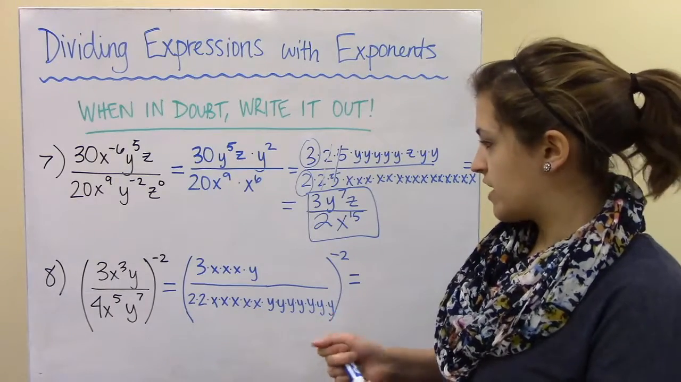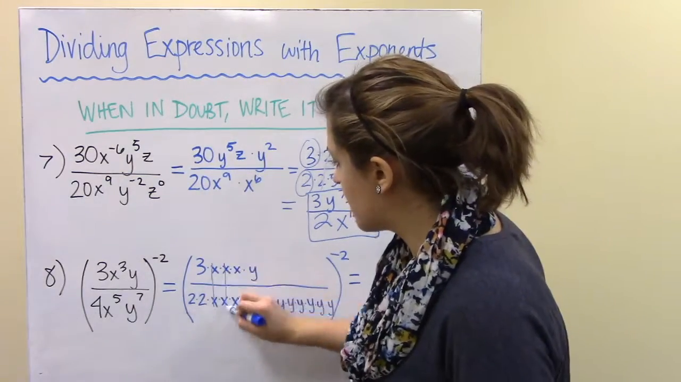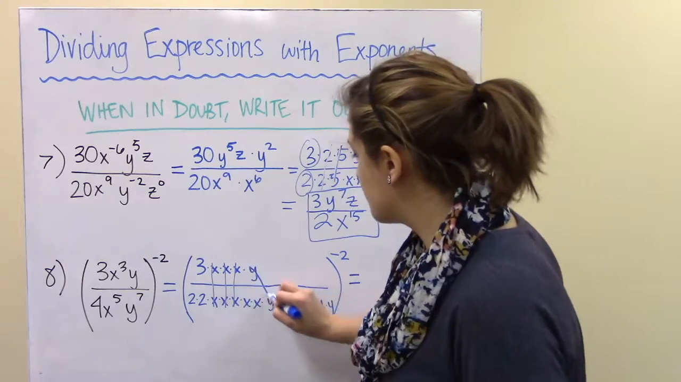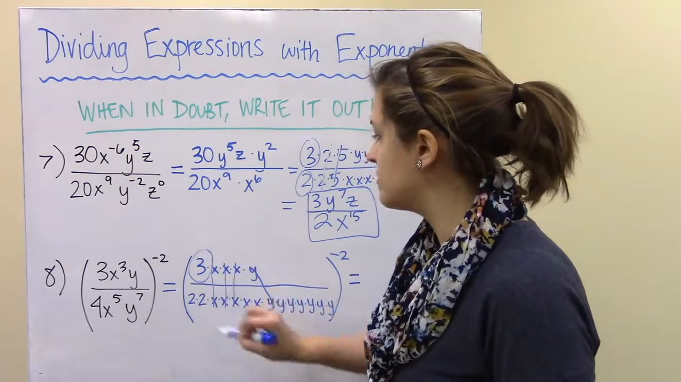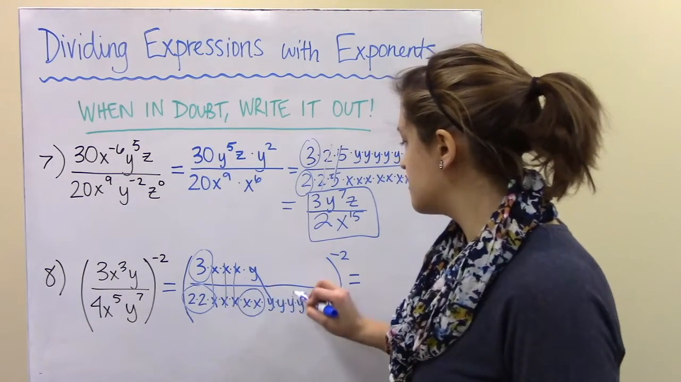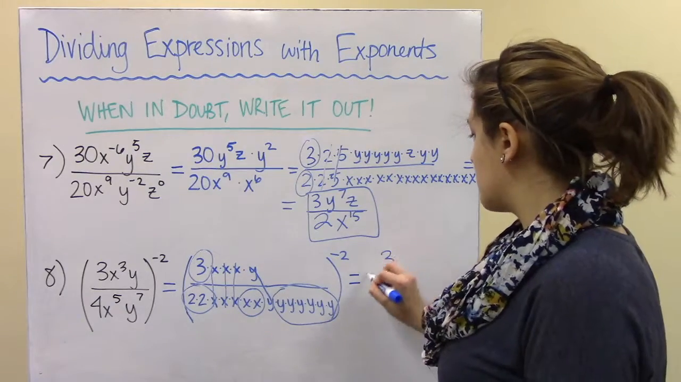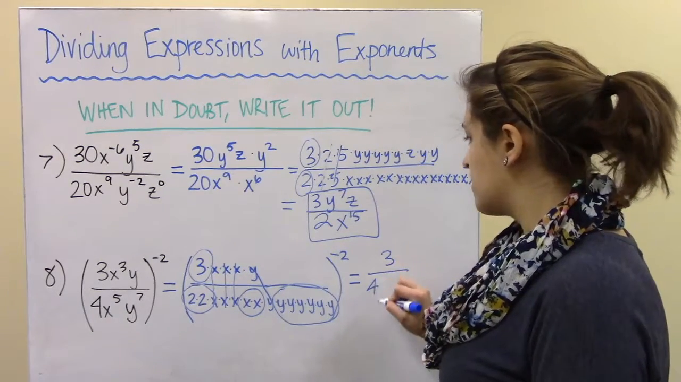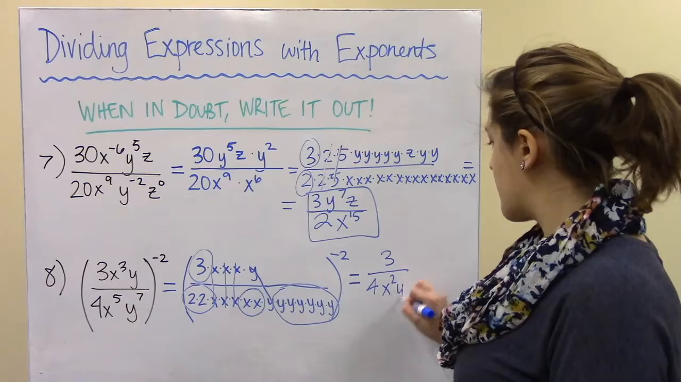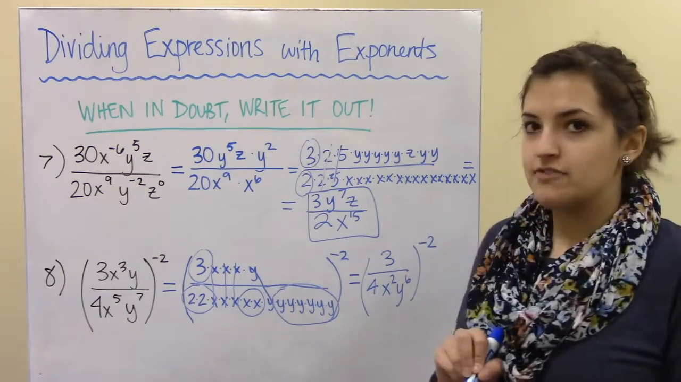So what I can do here is cancel. I can cancel x, x, x, and y. So I'm left with a 3 in my numerator, 2 times 2, 2x's, and let's see, 6y's. So I have 3 over 4 x squared y to the 6th. And this is all to the negative 2.